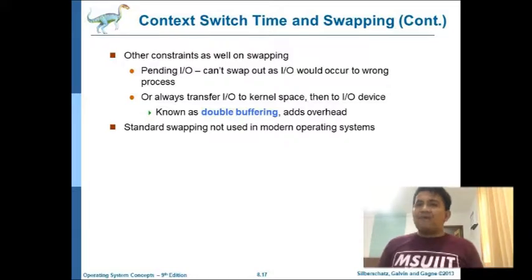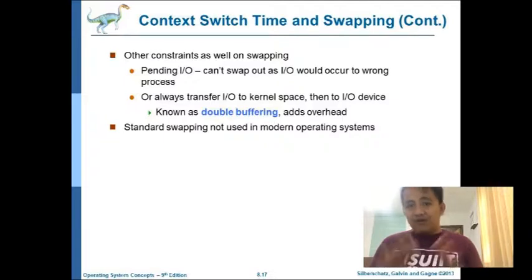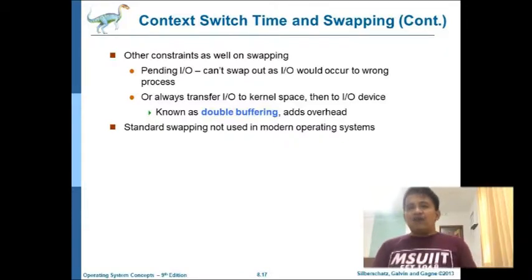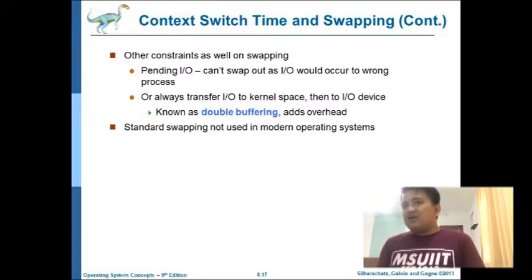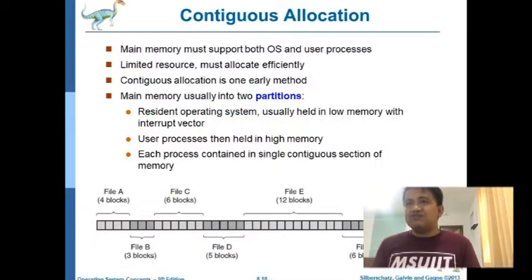Since we're talking about swapping, processes and binding, in the broader aspect of memory another thing we are going to consider is memory allocation. How is memory managed to optimize its processes? Talking about allocation, we have two types: the contiguous allocation and the non-contiguous allocation. In contiguous allocation, the main memory must support both the OS and user processes, with limited resources, and must allocate efficiently.